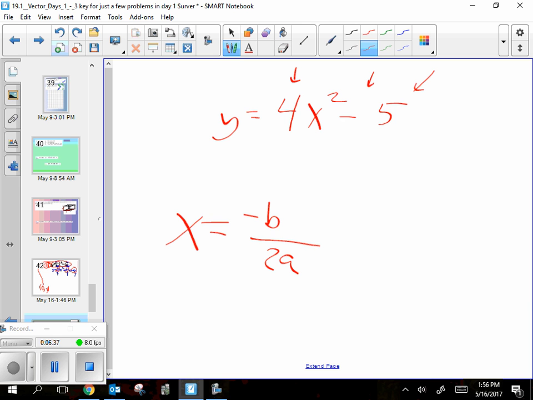All right. So, hopefully you figured out that it was 4x squared plus 0x minus 5. Why did I do that? Because now you can tell A, B, and C.